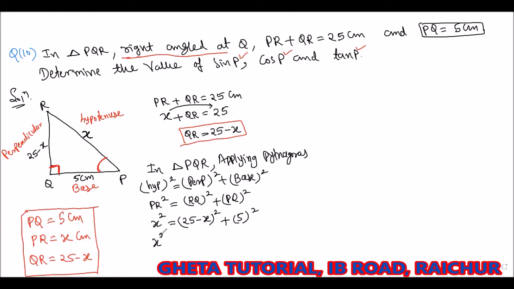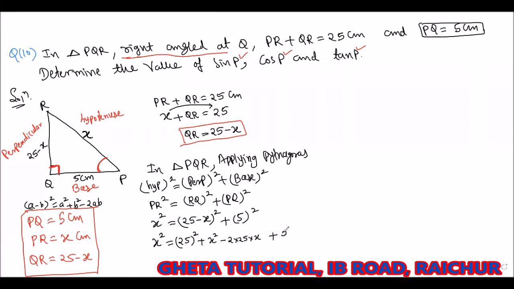So X square is as it is, and 25 minus X whole square we have to expand using the identity for A minus B whole square. The identity of A minus B whole square is A square plus B square minus 2AB. So A square is 25 square, plus B square, which is X square, minus 2AB, meaning 2 into 25 into X.